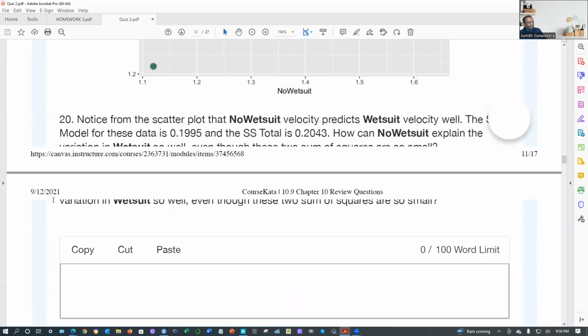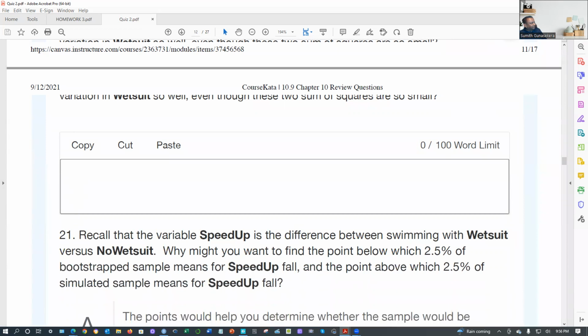So what to note from the scatter plot is the model for us. I will bootstrap. Recall that the variable speed up is the difference between swimming with the wetsuit versus no wetsuit. Why might you want to find the point below which 2.5% of bootstrap sample means for speed up fall, and the point above which 2.5% of bootstrap sample means for speed up fall?